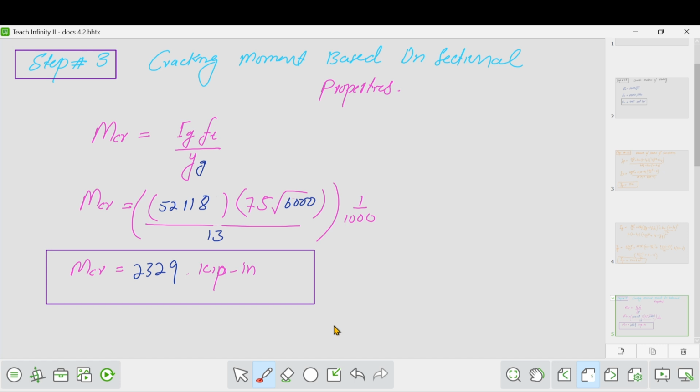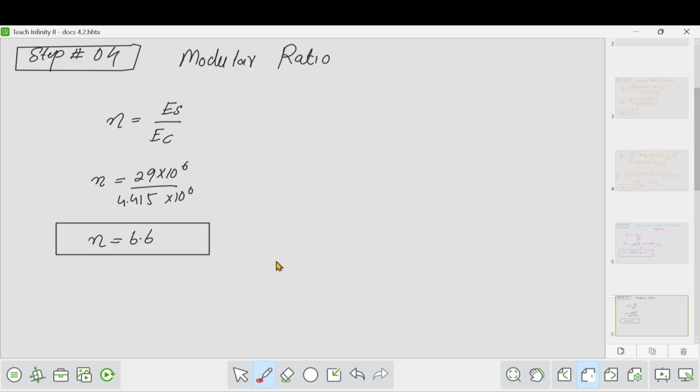Now calculate the cracking moment based on the gross sectional property. Assume that concrete has a tensile capacity of 7.5 root f'c. Here we have the moment of inertia of the gross cross section, the tensile capacity of the concrete, and the centroid of the gross cross section, which is 13. If I plug in the values of all these parameters, I will get the cracking moment of the gross cross section, which is 23.29 kip-inches.